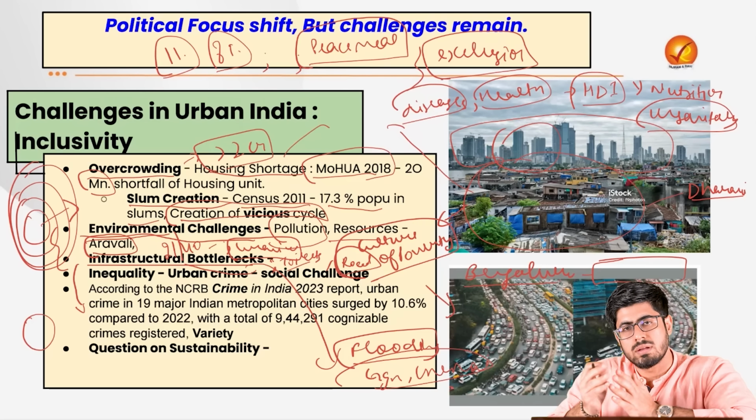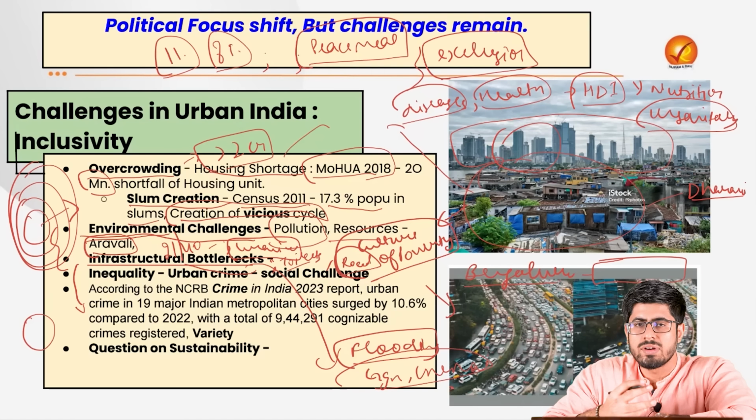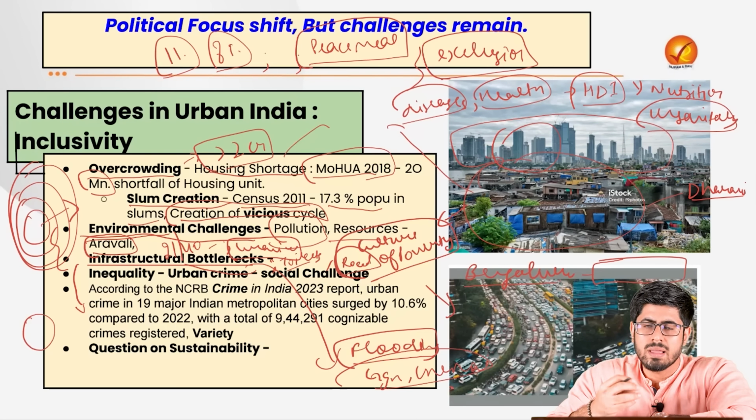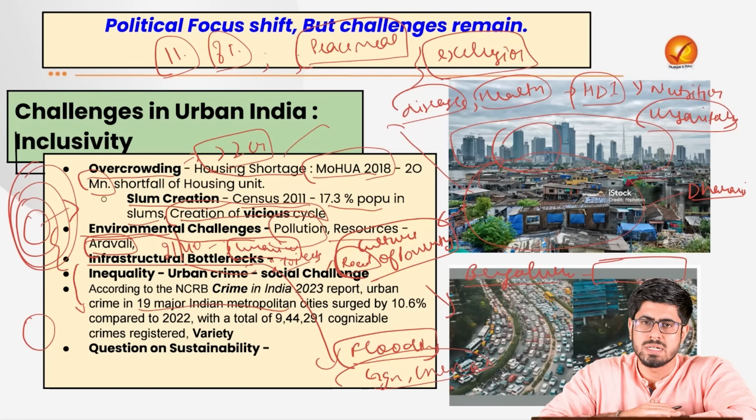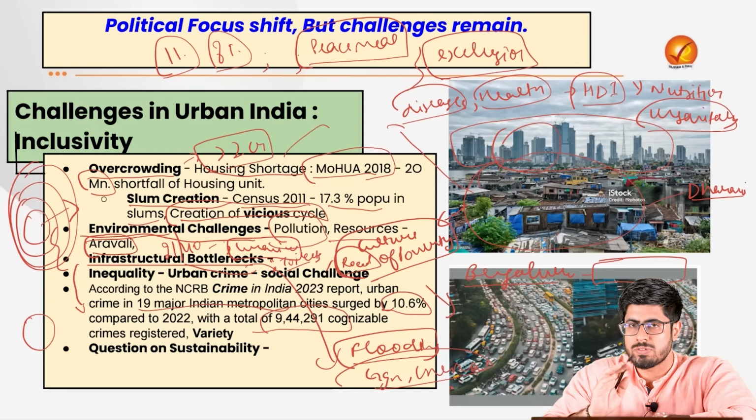People who are on the other side of the road, who do not have it, also tend to expand their means by engaging in certain crimes. As per the NCRB report, we saw that crime in urban cities, major Indian urban centers, is rising. It has risen by at least 10% in the past year. There has been a total of 9.5 lakh cases of crime registered. And it is not just singular cases.